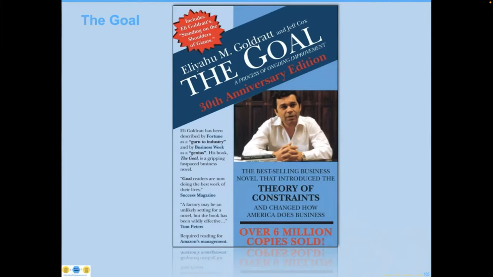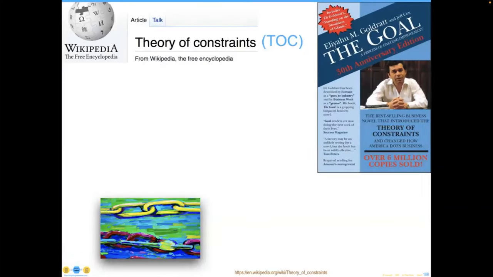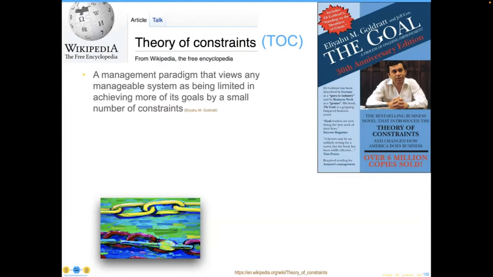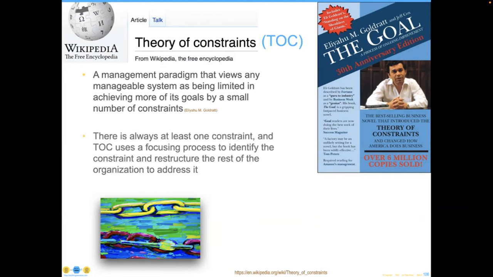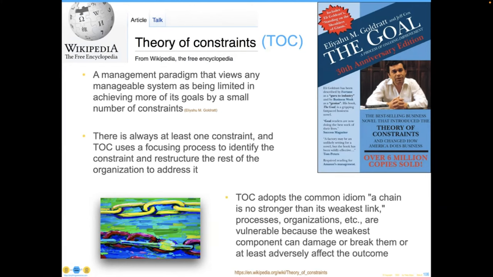Now, if you haven't already seen through here, yes, this is the book that I'm drawing inspiration from on this. It is called The Goal. If you haven't read it, it's a famous business text. And what it talks about is something called the theory of constraints. Any system is going to be limited in achieving goals by a small number of constraints. There's always one constraint, and this focusing process is: find the constraint, restructure the rest of the organization to address it, find that weak link in the chain. Because if we haven't gotten rid of the weak link in the chain, we're more at risk than other parts of the organization in order to do this.